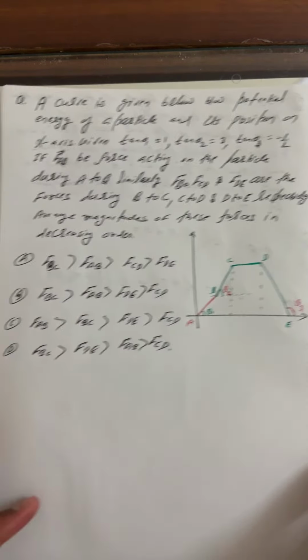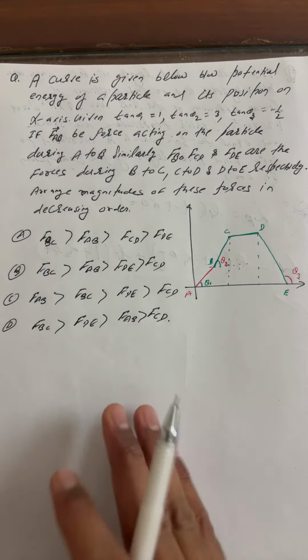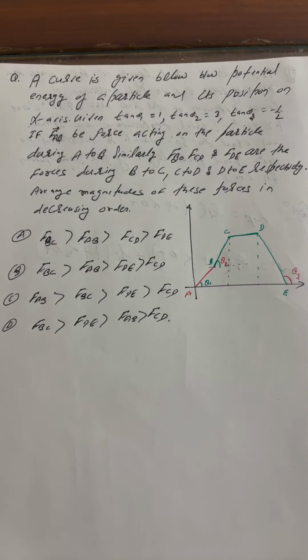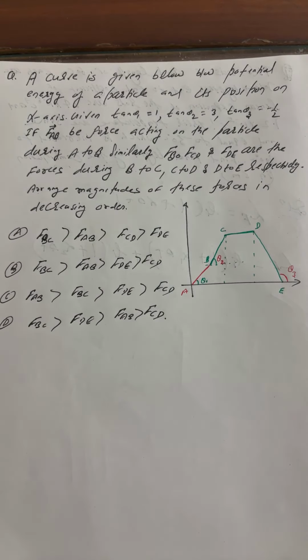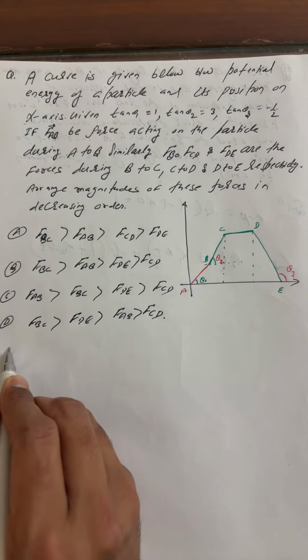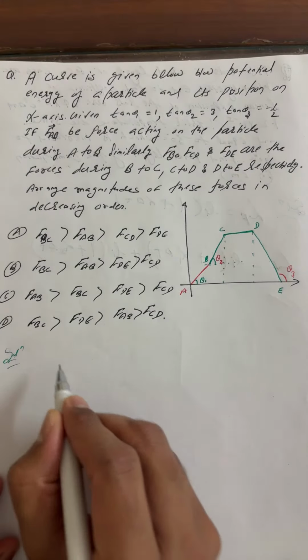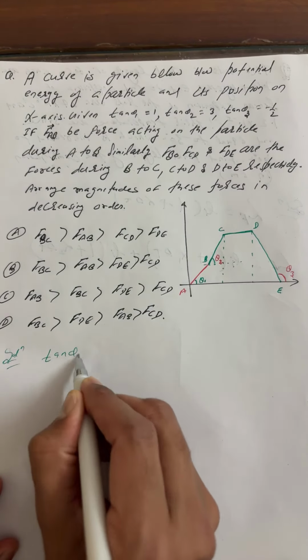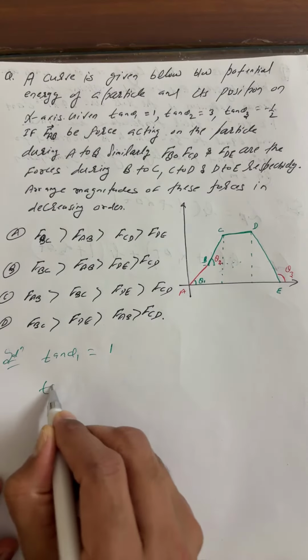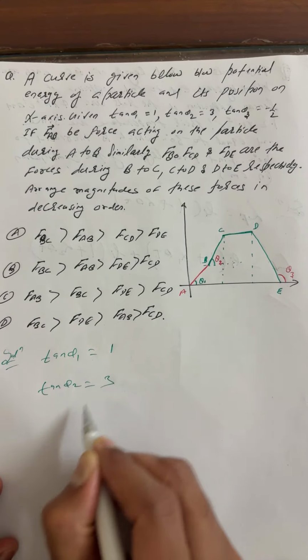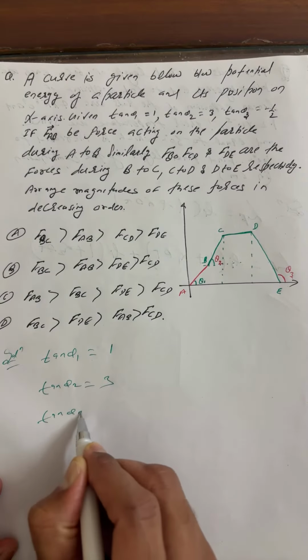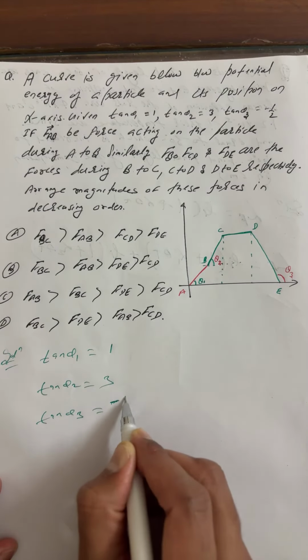What's the next question here? Have a look. Again this question is from 11th class, work power energy. A curve is given below between the potential energy of a particle and its position on the x-axis. Note down these points for making the solution: tan theta 1 is 1, tan theta 2 is 3, and tan theta 3 is minus 1 by 2.